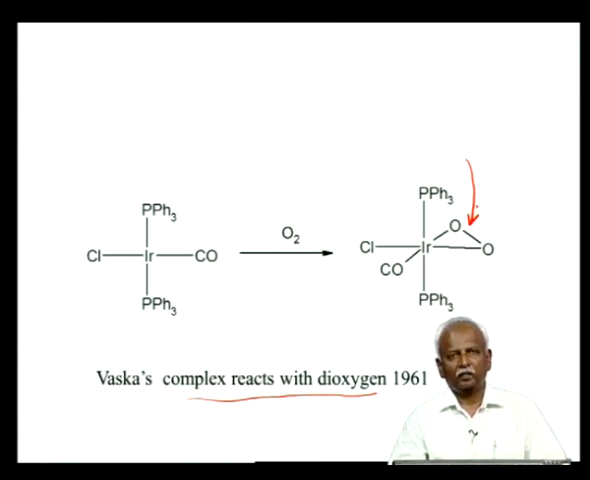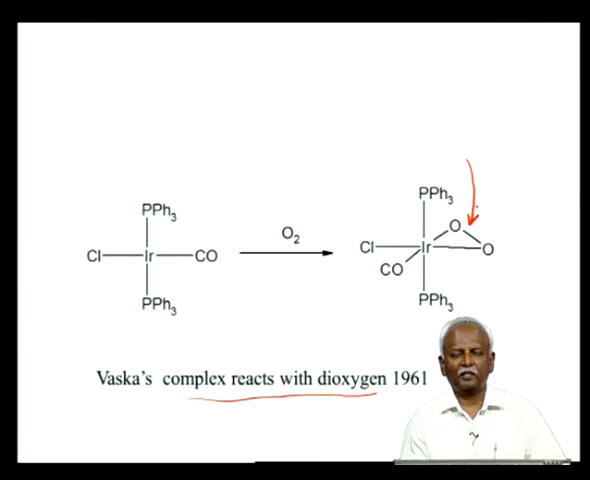If you recollect, it is important that in all the oxidative additions, we homolytically break one bond and remove 2 electrons from iridium, add them to the 2 addenda and form metal-addenda bonds.